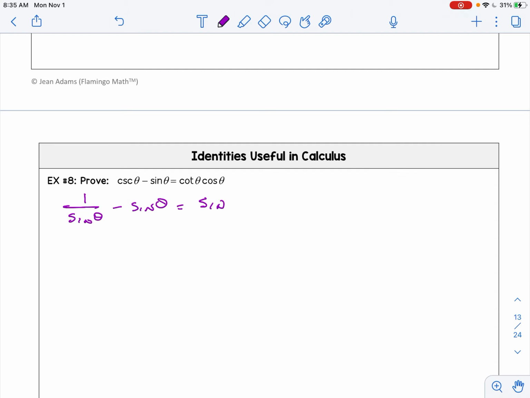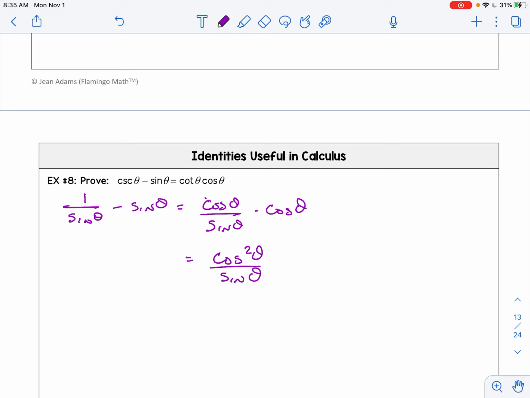So I'm going to rewrite this as cosine theta over sine theta times cosine theta. Okay, so I have that. Now on the right-hand side, I'm going to multiply. So I get cosine squared theta over sine theta. That's pretty much all that's going to do.